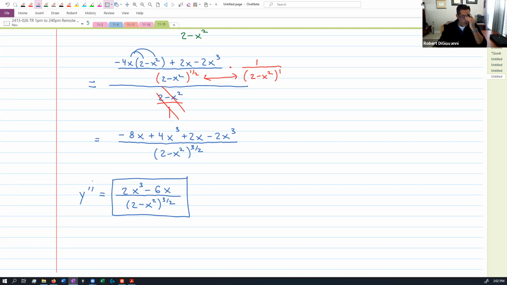I picked this problem before class because I thought it had an appropriate level of algebra that would make you go, oh, I better go practice. There's a bunch of little details. Yeah, there's a lot of little things here. That's awesome.